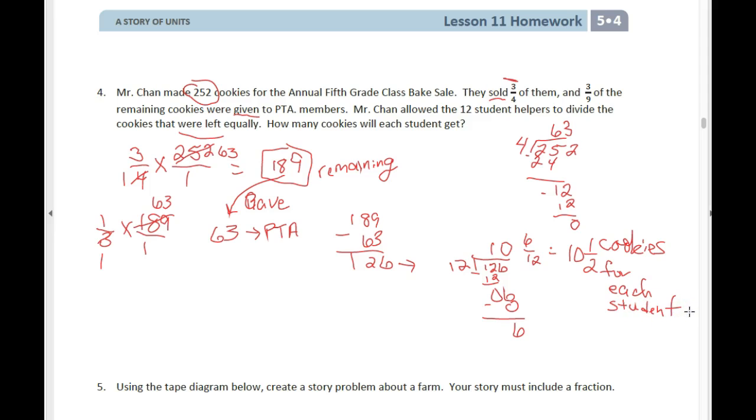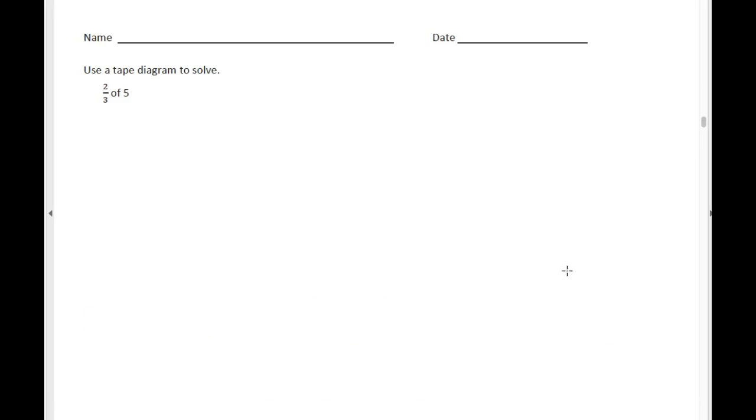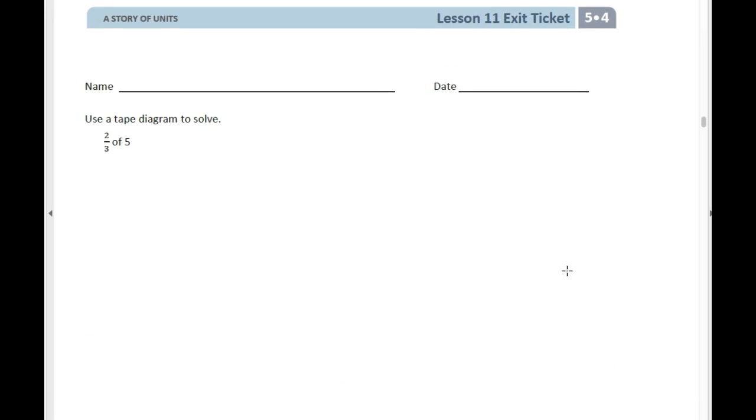And there you go. So multi-step on that. For your homework, here's what I'd like you to take a look at and work out. This one problem, lesson 11. Use a tape diagram to solve this. It didn't give you a word problem, just a tape diagram. 2/3 of 5 and a picture. Thanks. See you tomorrow.